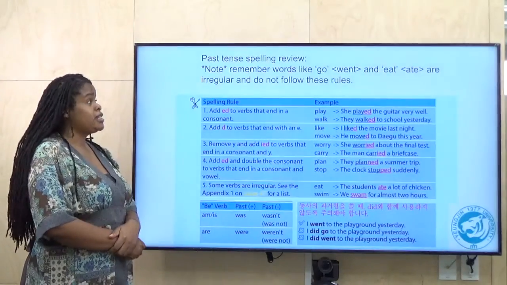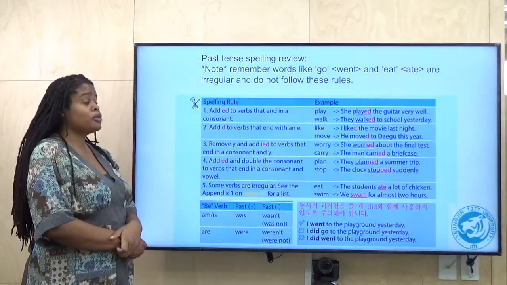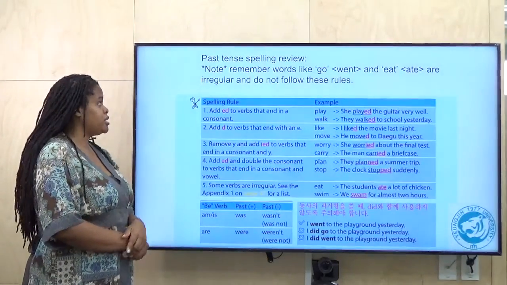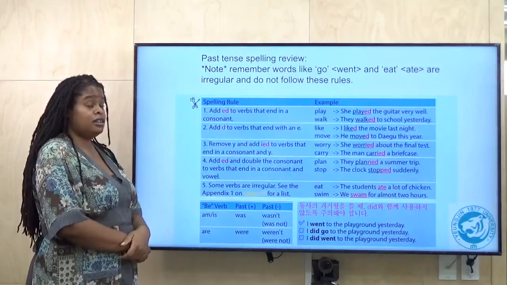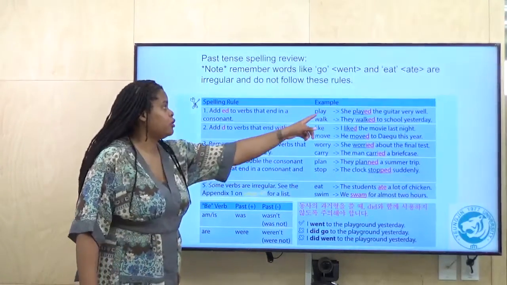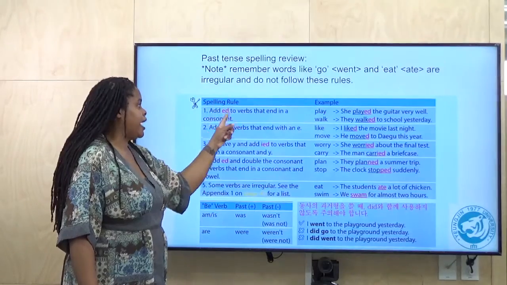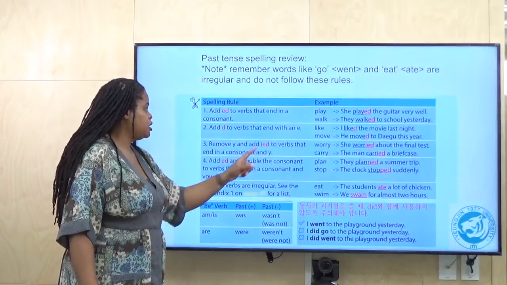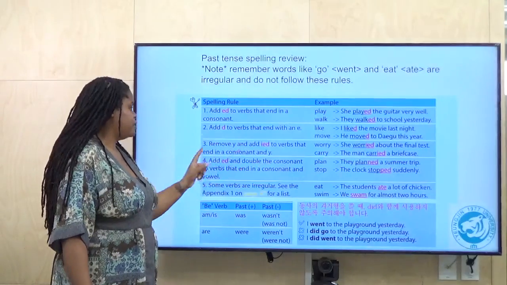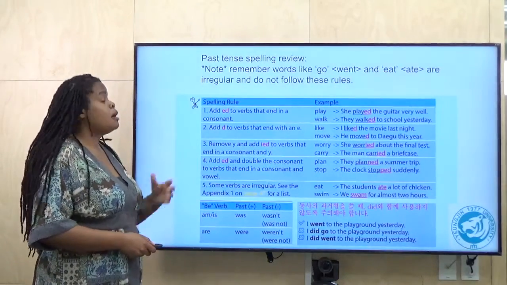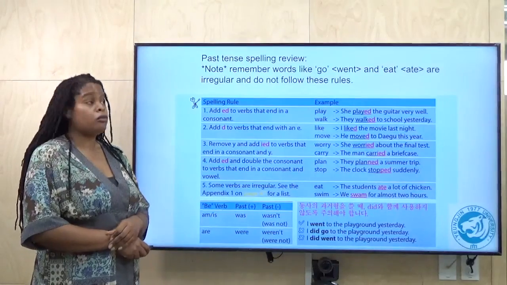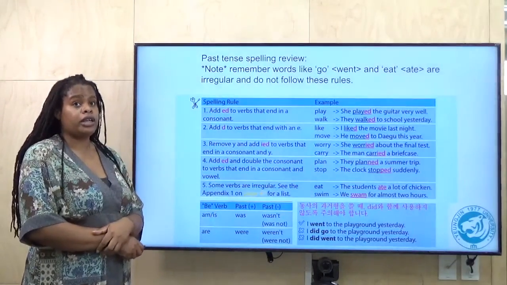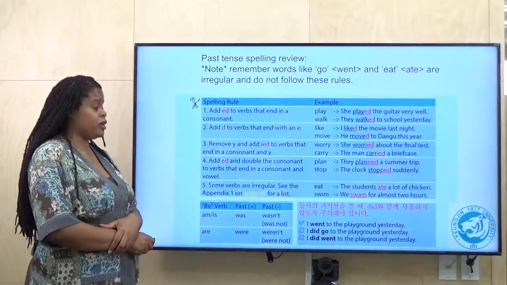Here is our past tense spelling review. Remember that regular verbs in the past tense use the ed ending. Depending on the last letter of that word, you will either just add ed, d, ied, or double the consonant and then add ed. Most verbs are regular and will follow these rules in the past tense. There are some that are irregular, and these you will just have to remember.